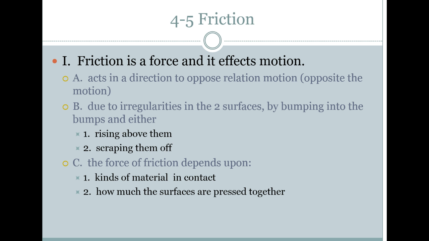Either way requires force. The force of friction between the surfaces depends on the kinds of material in contact and how much the surfaces are pressed together. For example, rubber against concrete produces more friction than steel against steel. That's why concrete road dividers have replaced steel rails. The friction produced by a tire rubbing against the concrete is more effective in slowing the car than the friction produced by a steel car body sliding against a steel rail.